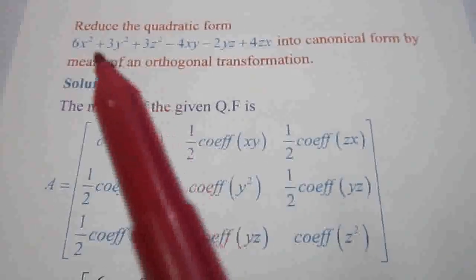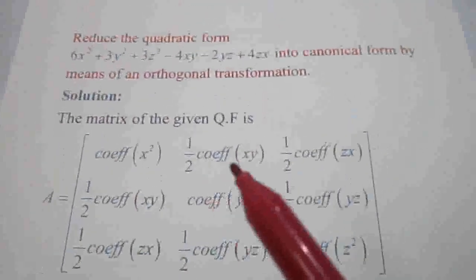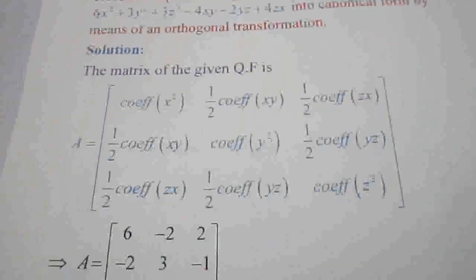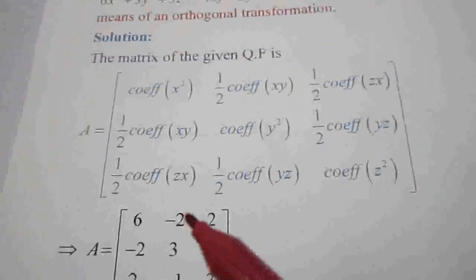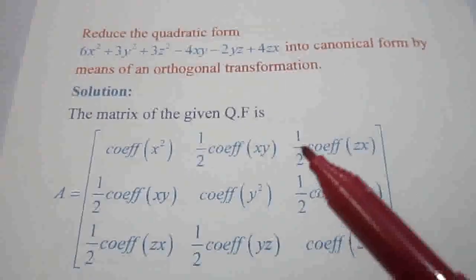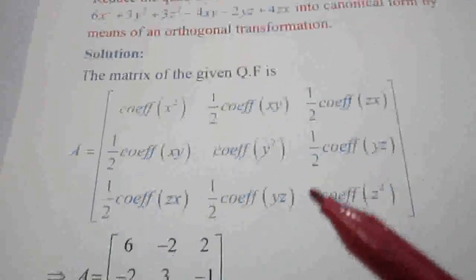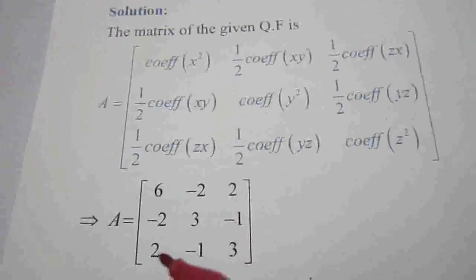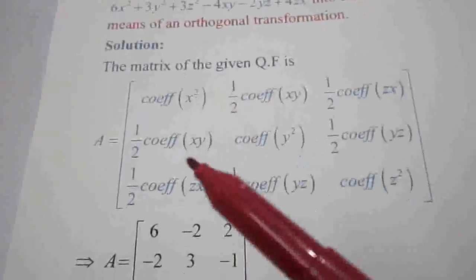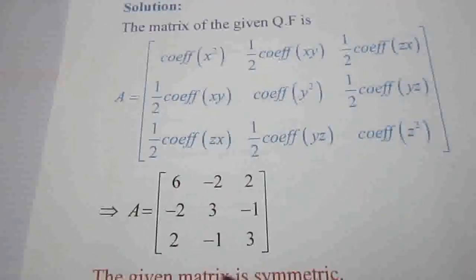Similarly here, the coefficient of x² is 6, so the first term is 6. And half the coefficient of xy: the coefficient of xy is −4, divided by 2 is −2. If it is −2, obviously here also −2. And the coefficient of zx is 4, divided by 2 is 2. If it is 2, obviously in the other term also 2. Similarly, we can substitute all the values, so we can find the matrix of the given quadratic form. So this is the matrix of the quadratic form.